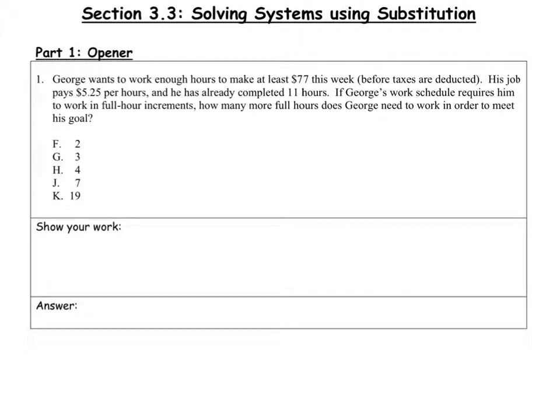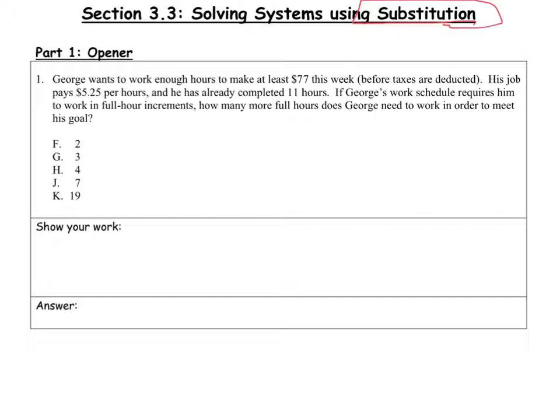Alright guys, so today we're going to take a look at section 3.3, solving systems using substitution. The nice thing here is that you've probably used substitution before back in Algebra 1 when you first talked about systems. So I'm hoping a lot of what we talk about today will be review for you guys. But before we get to that, as always, we have an opener.